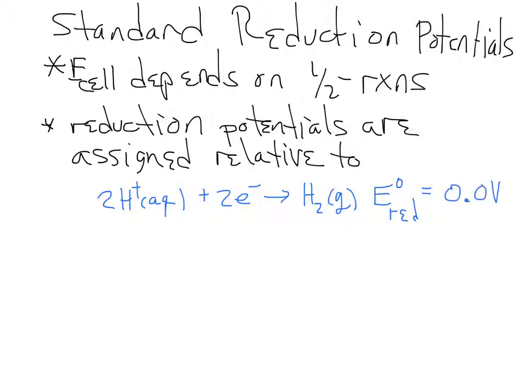So there's no reason that we couldn't have established a table of reduction potentials with some other reduction reaction being assigned to 0, but we needed somewhere to start. And hydrogen, this reduction is kind of a nice medium reaction. There's some that are a lot more easily reduced, some that are a lot less easily reduced. So they just decided that this reaction would be defined as 0 volts.